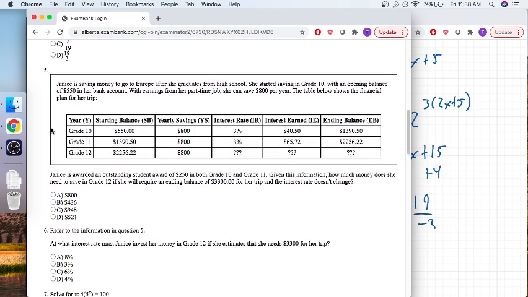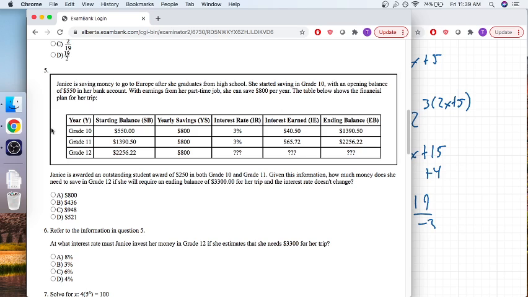Janice is saving money to go to Europe after she graduates from high school. She starts saving in grade 10 with an opening balance of $550 in her bank account. With earnings from her part-time job, she can save $800 a year. The table shows a financial plan for her trip. Janice is awarded an Outstanding Student Award of $250 in both grade 10 and grade 11.